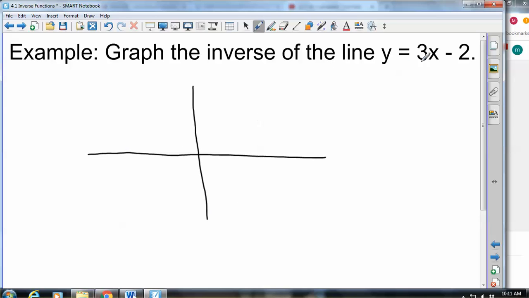So we're pretty good at graphing lines now. We know this is a line. Y-intercept -2. Slope of 3, so you would go up 3 over 1.